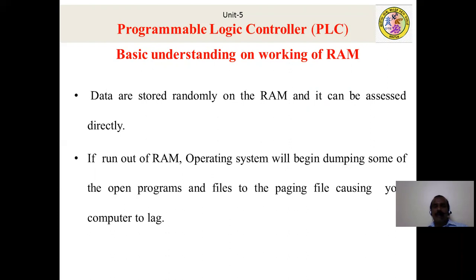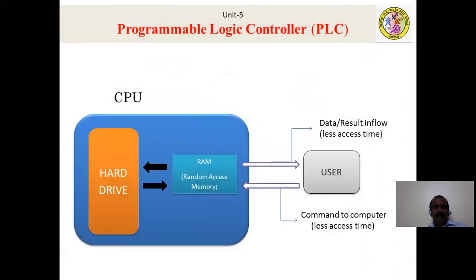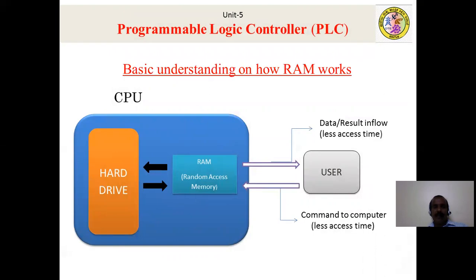Data is stored randomly on the RAM and we can access it directly. If we run out of the RAM, if the RAM space is less, the computer hangs. This is the basic understanding of how the RAM works. Hard drive and the user is connected by a RAM.